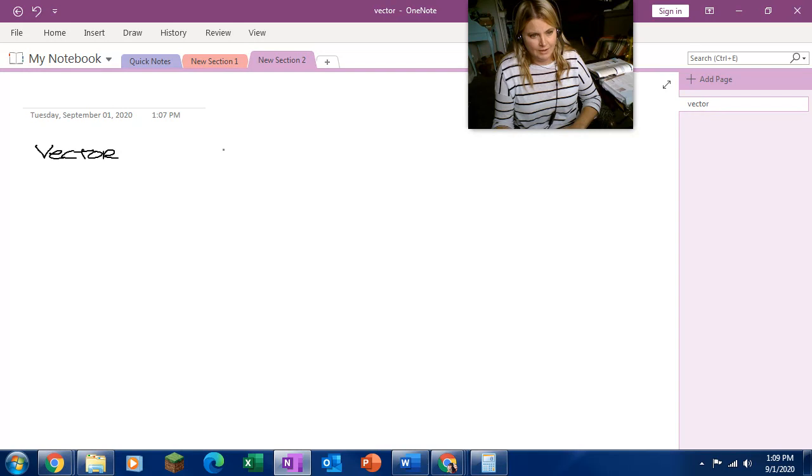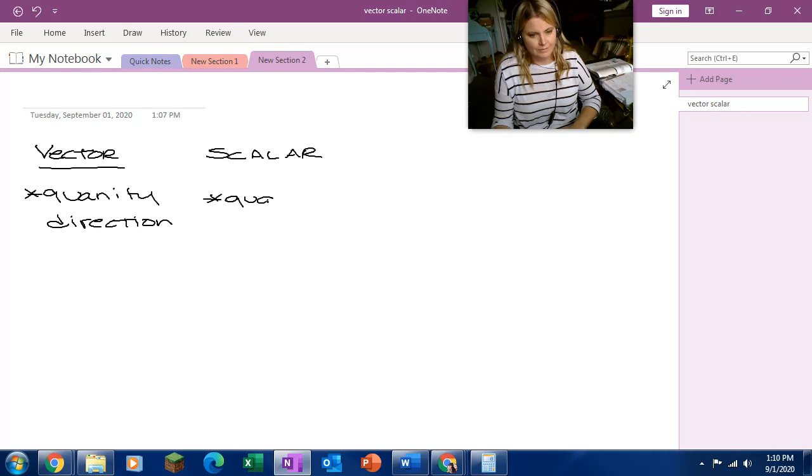So vector, and the other thing we have is scalar. Okay. So vectors have both quantity and direction, whereas scalars only have the quantity. So in today's lesson, kind of the differences here is a vector is something like velocity. Velocity is a vector.